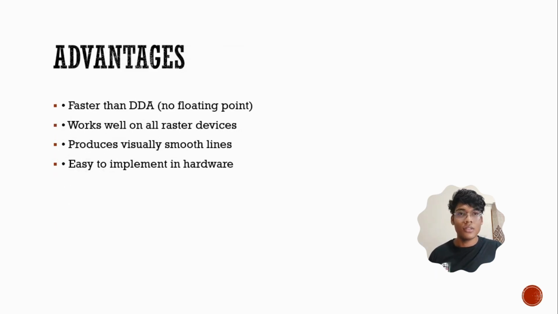So what are the advantages of the Bresenham line drawing algorithm? As I said, it's faster than the DDA algorithm because there are no floating points in Bresenham. It works well on all raster devices. It produces visually very smooth lines and very accurate points. It's easy to implement in hardware also. So these are the four advantages of the Bresenham algorithm.